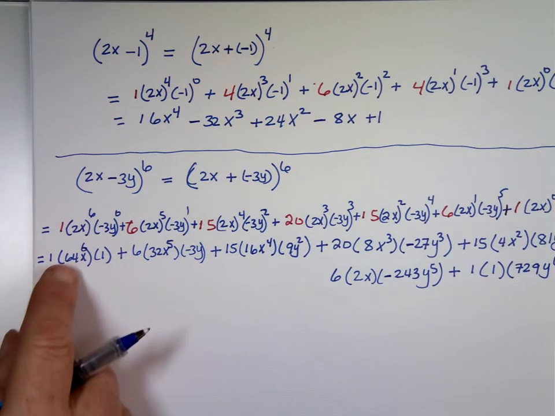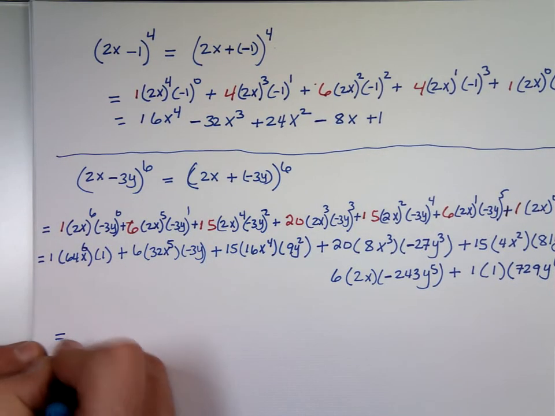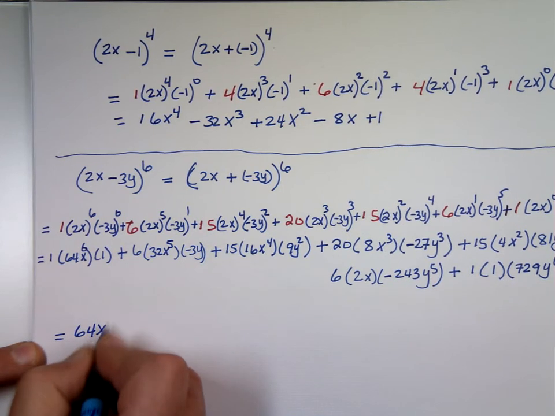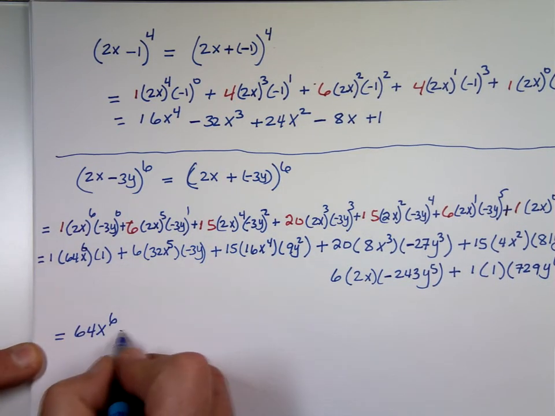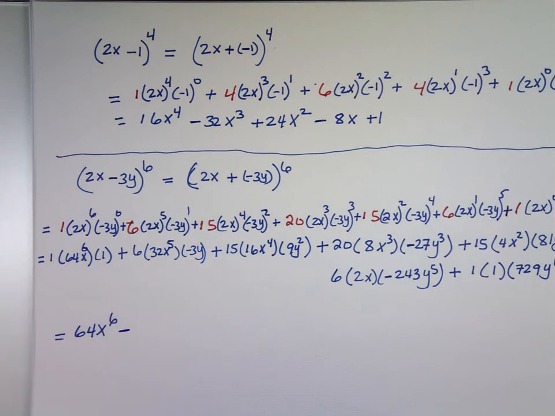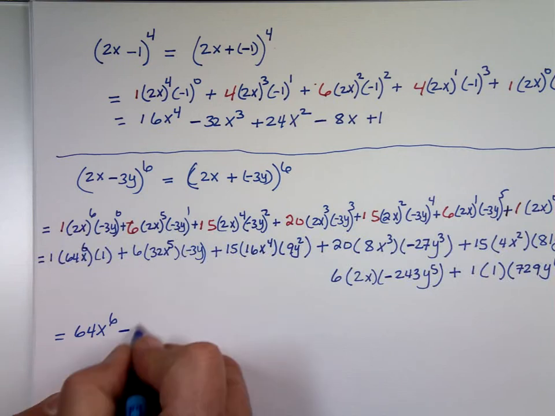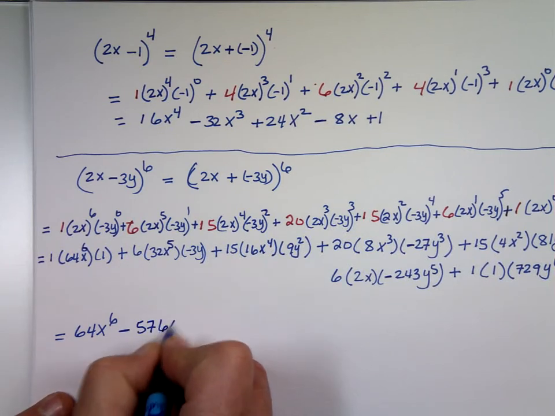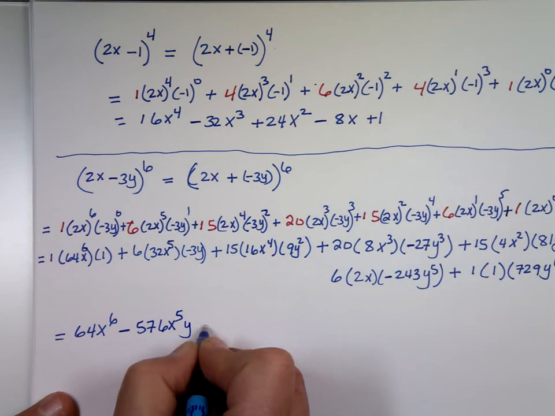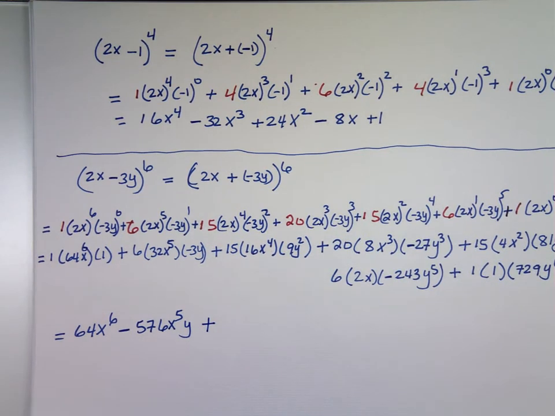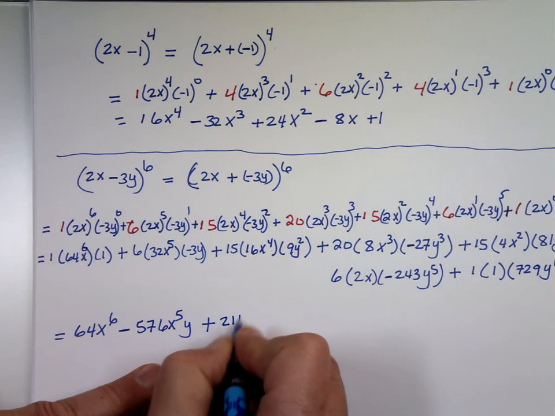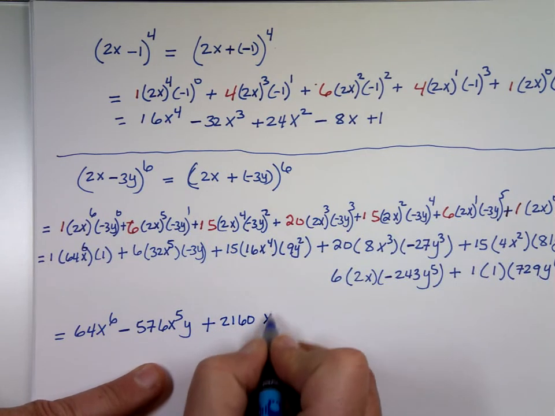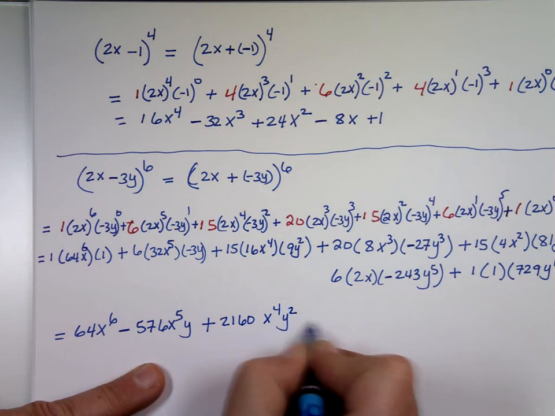1 times 64 times 1. 64x to the 6. This will be a minus 18 times 32. 576x to the 5th y. Next one's plus 15 times 16 times 9. 2160x to the 4th y squared. Oh, it'll be a minus.